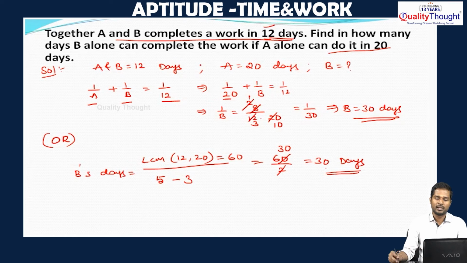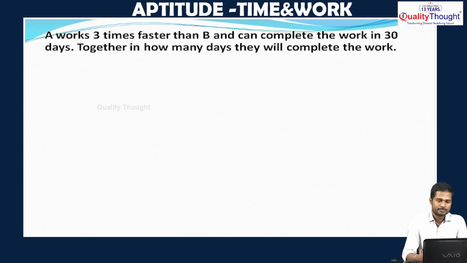Whenever these kind of questions are given, that means if he gives total days and if he has given one person's days and asks us to find out another person's days, take the value of the total days first and subtract the other person's from this, then you will get the answer. We will see the next question. A works 3 times faster than B and can complete a work in 30 days. Together in how many days will they complete the work?